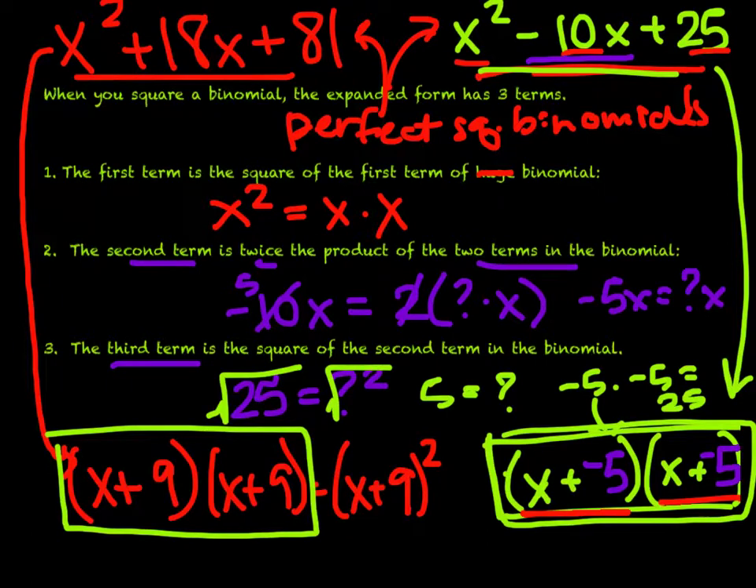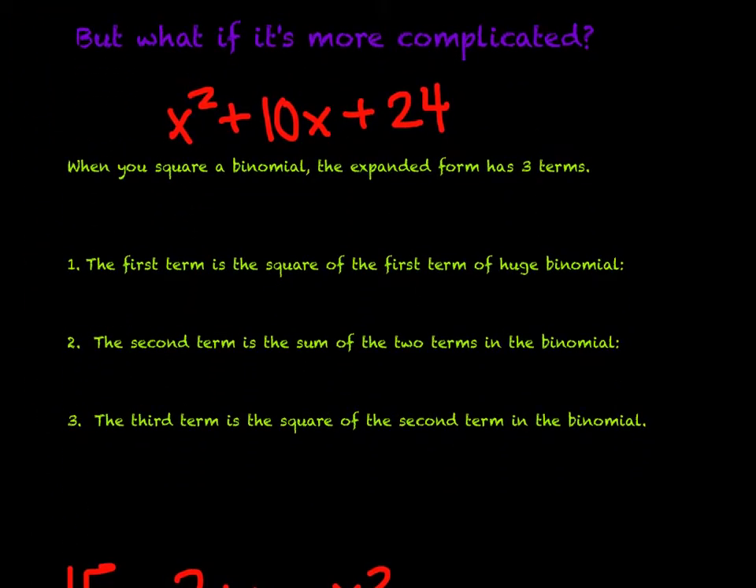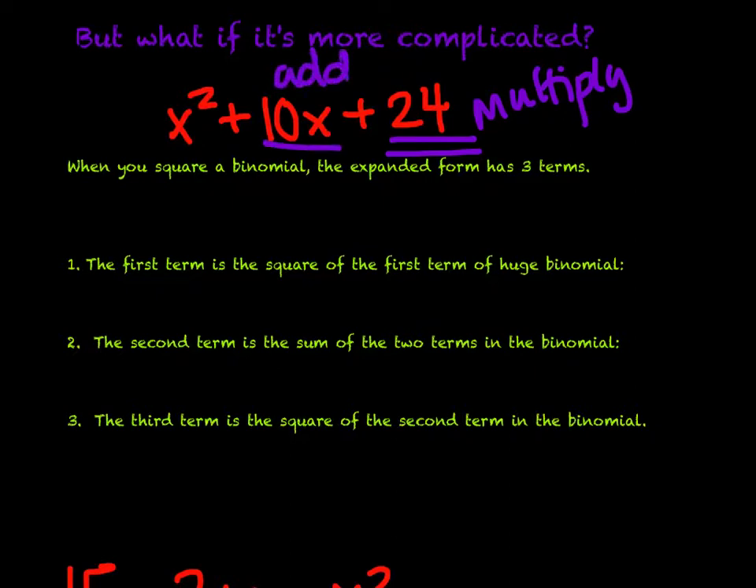So now let's go to something more complicated. If we had something more complicated, we need to think about this in a slightly different way. We need to essentially find two numbers that can multiply here but add here. And so two numbers that will multiply to be 24, but add to be 10.